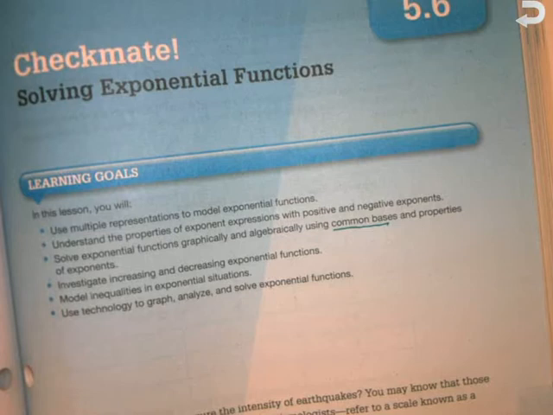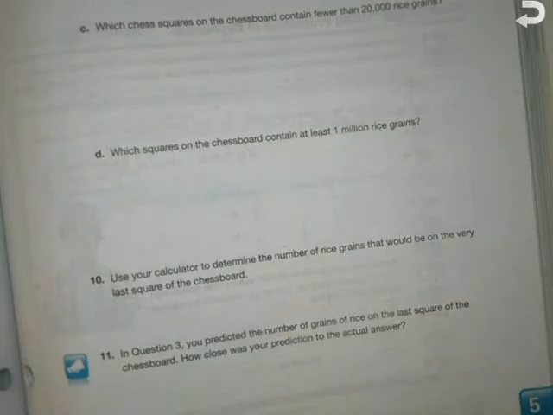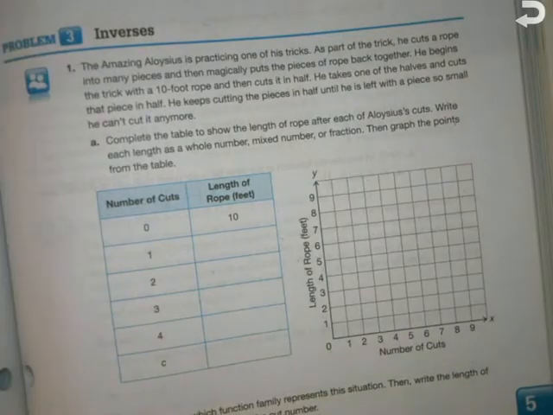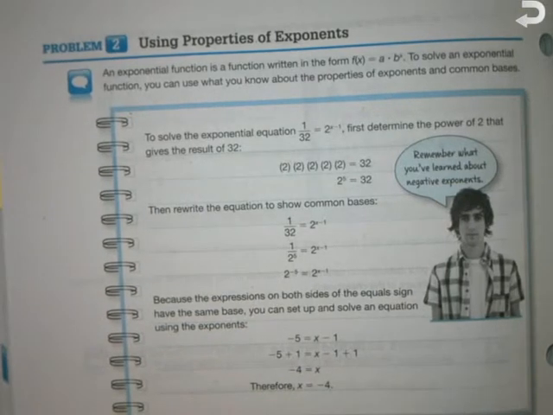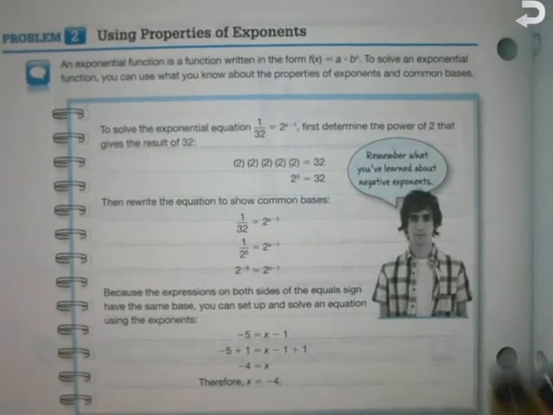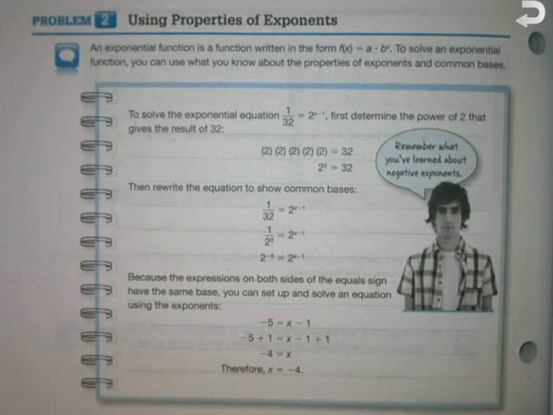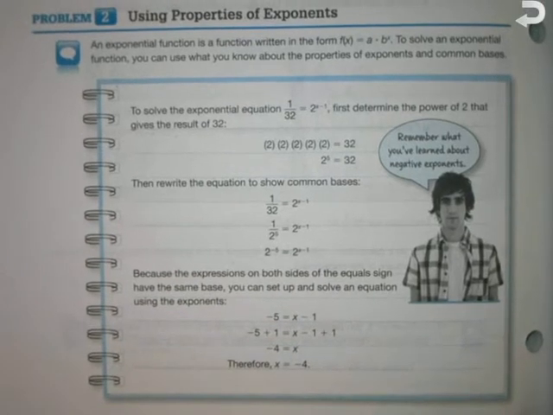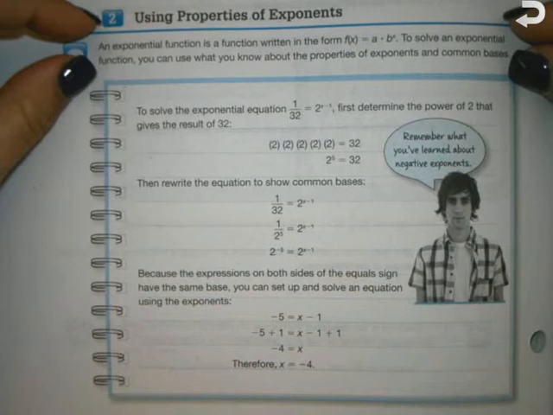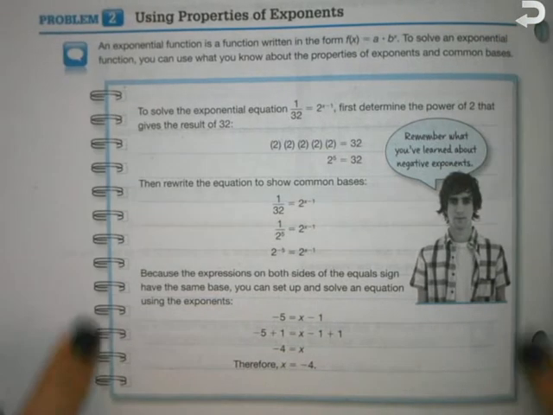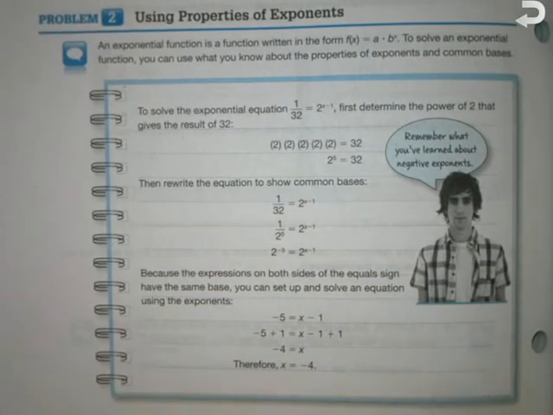So, turn to page 352, so we're going to skip problem 1, and we're going to go to problem 2, okay? Here's what I want you guys to do. Partner up, so just get with the person next to you, and I want you to read the introduction, and I want you to read the little notebook page, okay?